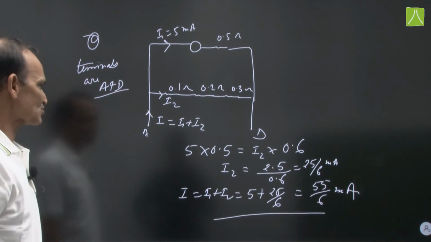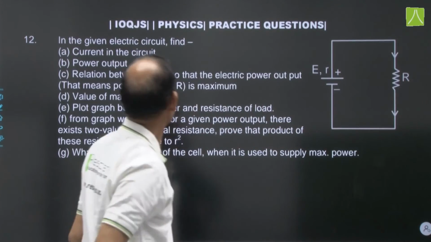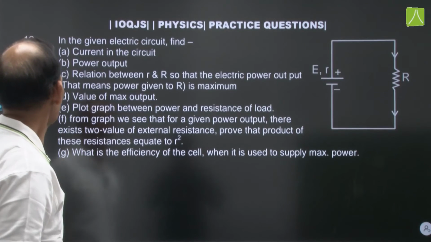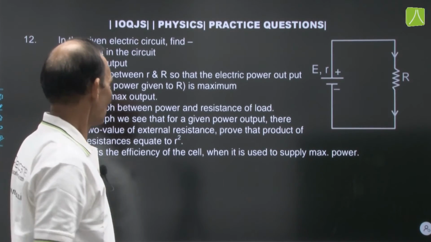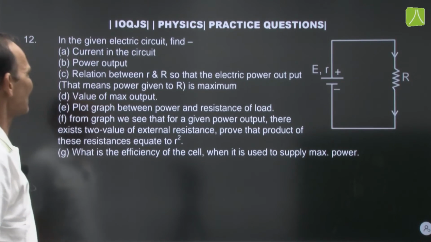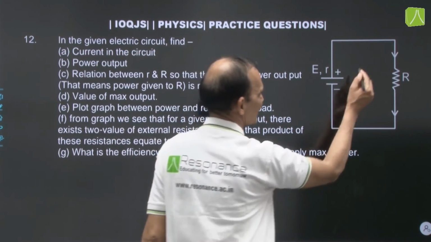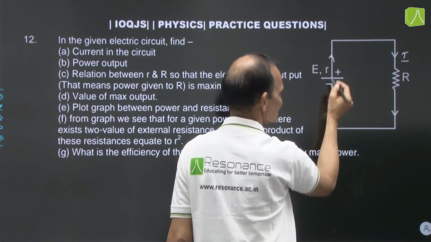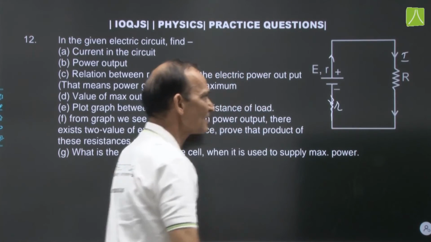Now the next question is question number 12. This question is a little lengthy. It has A, B, C, D, E, F, G parts. Now read the question. In the given electric circuit, find the current in the circuit. In the circuit, current is I. Here is I. Its resistance is R. So we note resistance R here. Is it clear?